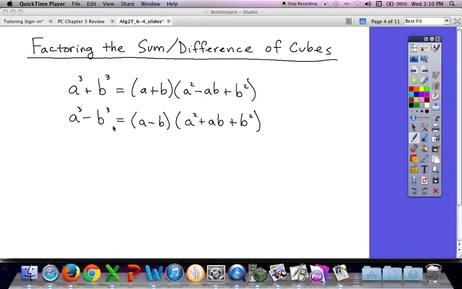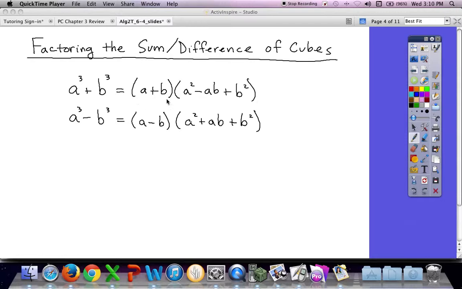Okay, factoring the sum and difference of cubes. Right, we have two formulas for the sum of cubes, which means you're adding two things that are cubed, raised to the third power, and the difference of cubes, which means you are subtracting two things that are cubed. The formulas are very similar. It's easy to remember them if you try to remember what's similar about them and what's different about them.